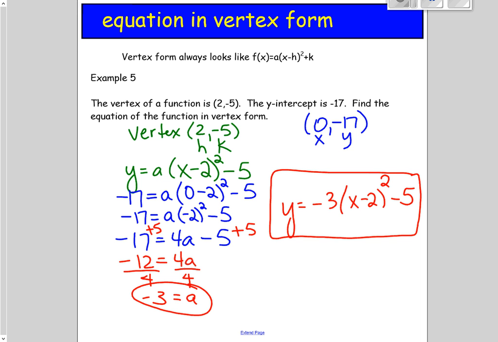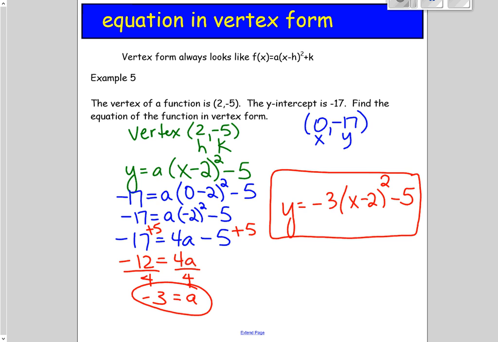I can do a quick double check just to make sure my vertex is right. So if I was looking at my equation and I pulled the vertex out of it, then that negative 2 becomes a positive 2. And then, of course, the negative 5 stays the same. So 2 comma negative 5 is my vertex. Remember, you can always double check things in Desmos too. So you could put that function into Desmos, and then from there, just check to make sure that the vertex is at the right spot and it has a y-intercept of negative 17.